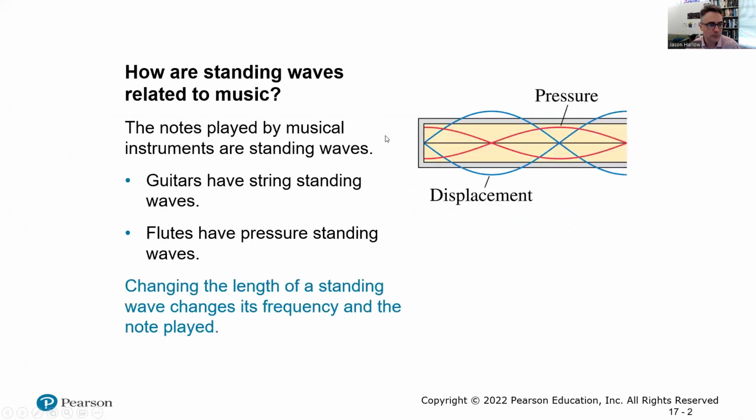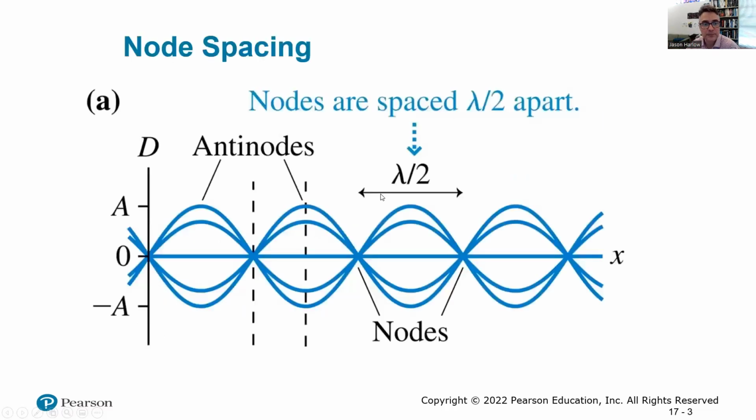oscillate at all. And they're related to music because most acoustic musical instruments use standing waves to generate their sound and to amplify the sound. So guitars have standing waves on a string, and flutes have pressure standing waves. So we're going to be talking about pressure standing waves today. But changing the length of a standing wave changes its frequency and therefore the note that is played.